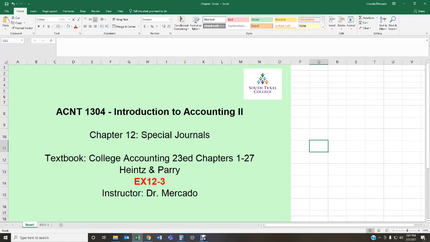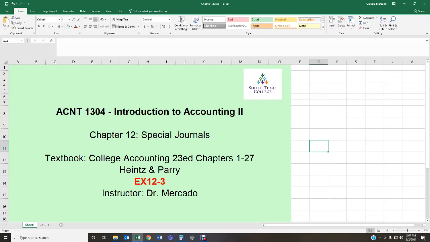Now, a variety of special journals are covered in this chapter. We have a sales journal, which is a special journal for recording sales of merchandise on account. We also have a cash receipts journal, which is a special journal for recording cash receipts. We also have a purchases journal, a special journal for recording purchases of merchandise on account. We have a cash payments journal, which is a special journal for recording cash payments. So there's a variety of special journals that we're going to be covering.